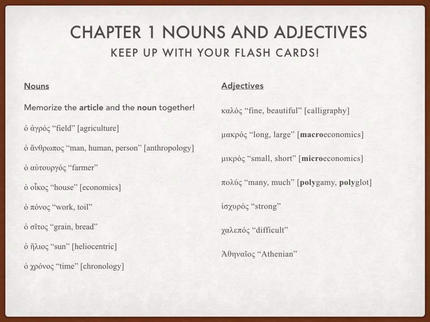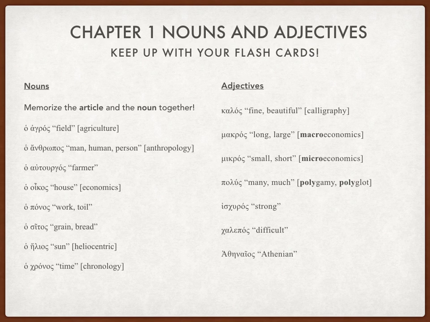It's our root for words like calligraphy, beautiful writing. Next, macros. Macros for macroeconomics. Large-scale economics. If you study international trade, you're studying macroeconomics. You're taking a bird's eye view of the picture. Macros. The opposite of macros is mikros. Mikros means small or short, our root for microeconomics. If you're not studying international trade, but rather a single household, you're studying microeconomics and trends within that.